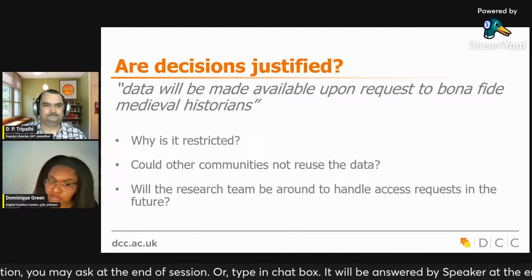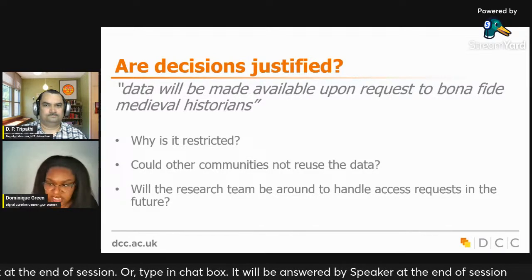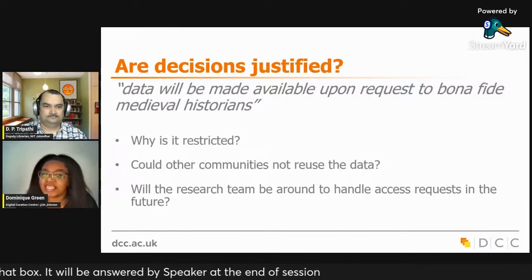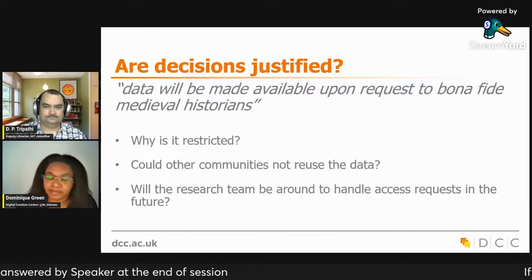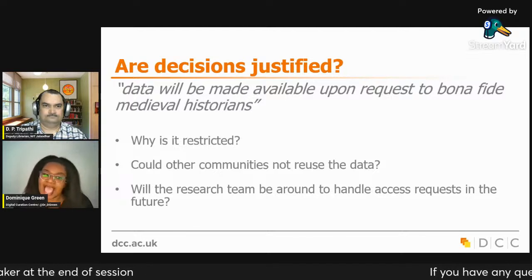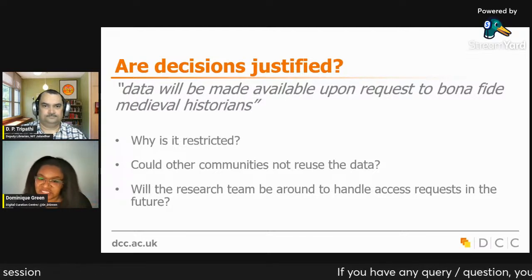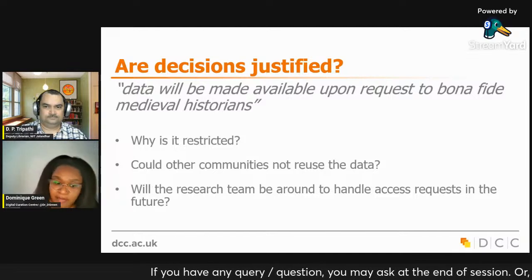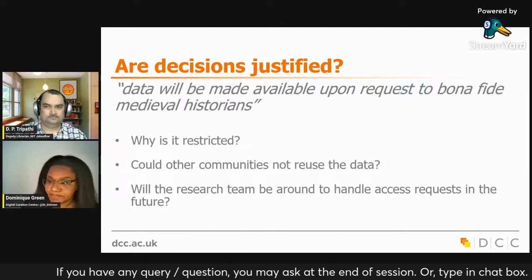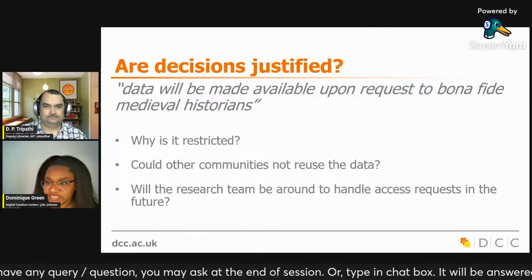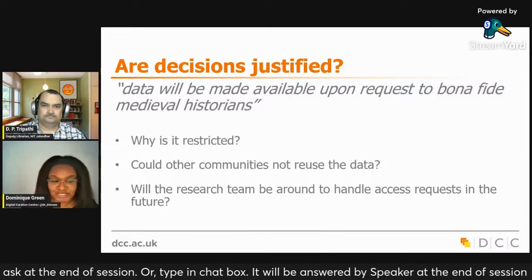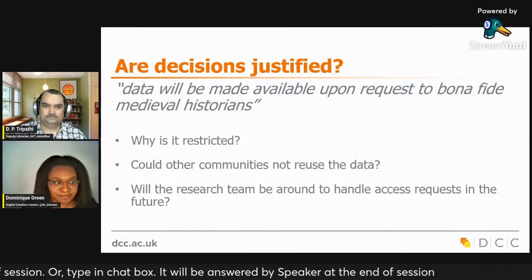So thinking about the long-term preservation of the data is really important, because if the people working on the research projects aren't available to handle these requests, having a repository to manage the access to the data is a lot more feasible. It's just a lot more feasible, and people working on the research projects can move on to other projects without having to worry about that.